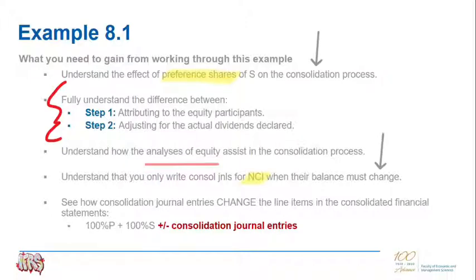Then, always important, this will always be true: each line item, 100% P plus 100% S as your starting point. You have to be able to see how your consolidation journal entries change the line items. In this chapter, there are 3 examples. We will go through a lot of detail in example 8.1. But then in 8.2 and 8.3, we'll just focus on the differences, point that out, and it remains your responsibility to be able to see how those journal entries will affect the line items in the consolidated financial statements.